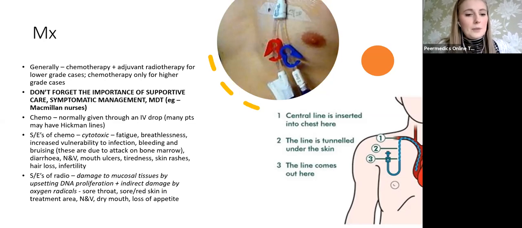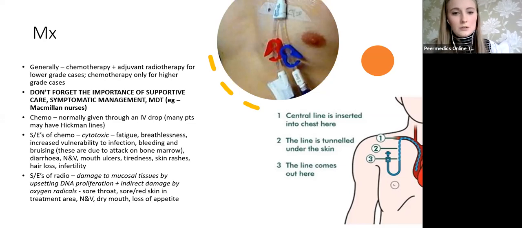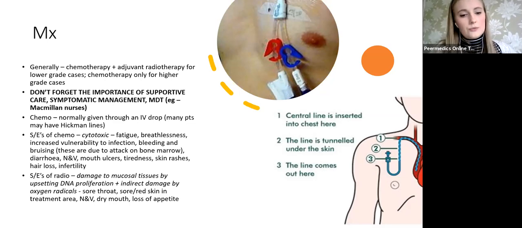platelets. And then with radiotherapy, if you're using that, because radiotherapy works by affecting DNA replication, it particularly targets cells that are proliferating a lot. You get this damage to mucosal tissue and proliferating cells. Those are your immediate effects, and further down the line it tends to cause damage through oxygen radicals and so on. So sore throat, sore and reddened skin depending on the treatment area, nausea and vomiting, dry mouth, loss of appetite. Those are some of the classical side effects you get.